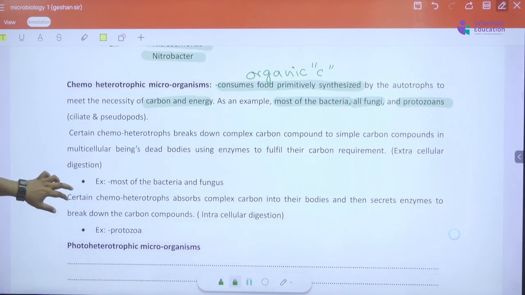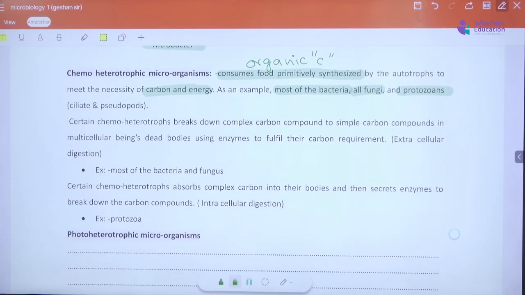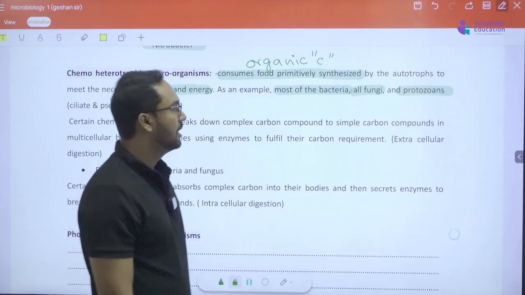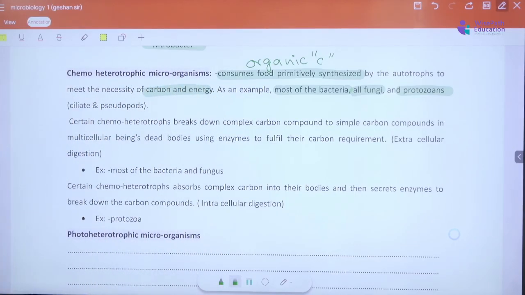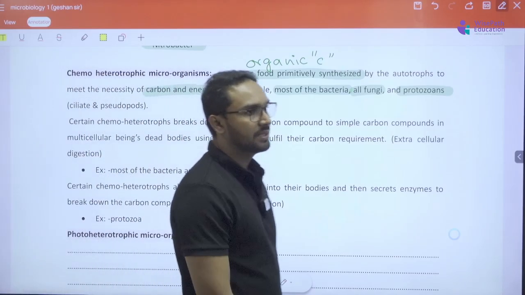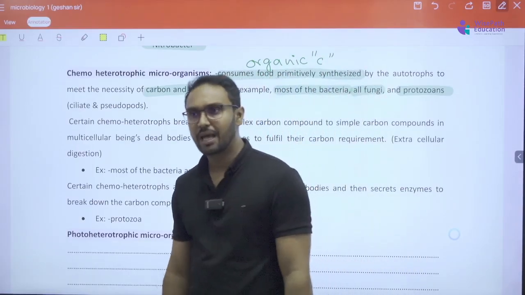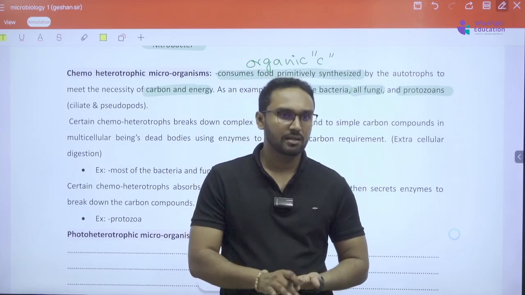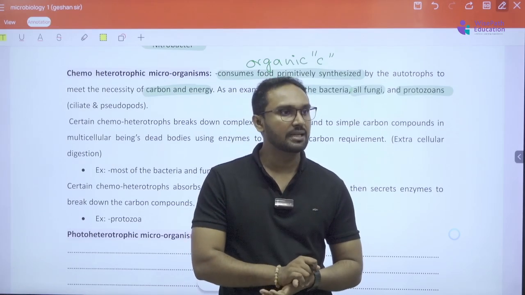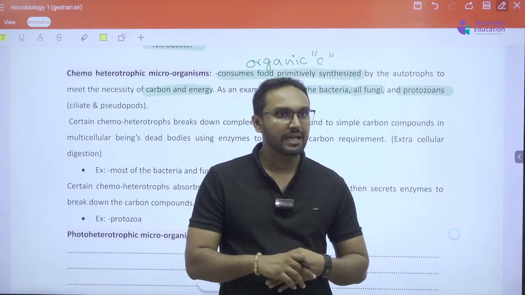Right, now look at this. Certain chemoheterotrophs break down complex carbon compounds to simple carbon compounds in multicellular beings, dead bodies, using enzymes to fulfill their carbon requirement. Then that is called extracellular digestion. Now do you understand this part, the extracellular digestion? Listen, there is something called extracellular digestion. This only happens in two of the organisms: one is fungi, the other one is bacteria. Bacteria and fungi do the extracellular digestion.